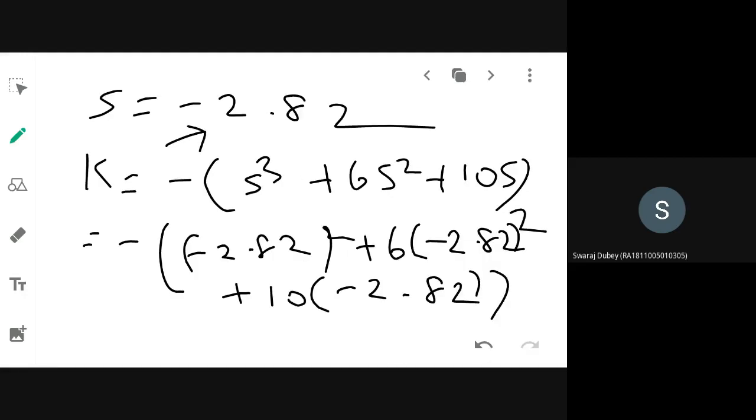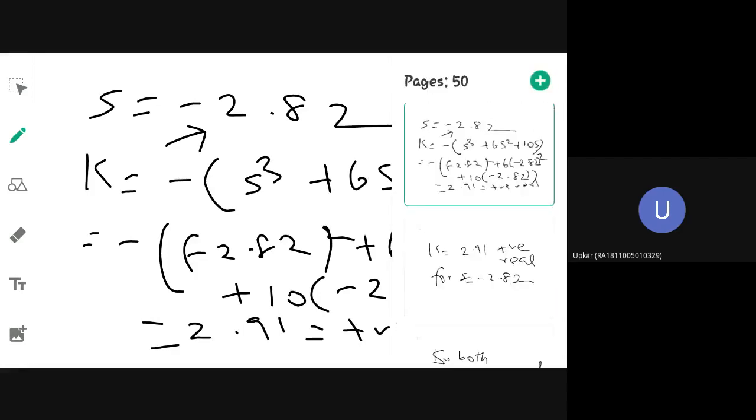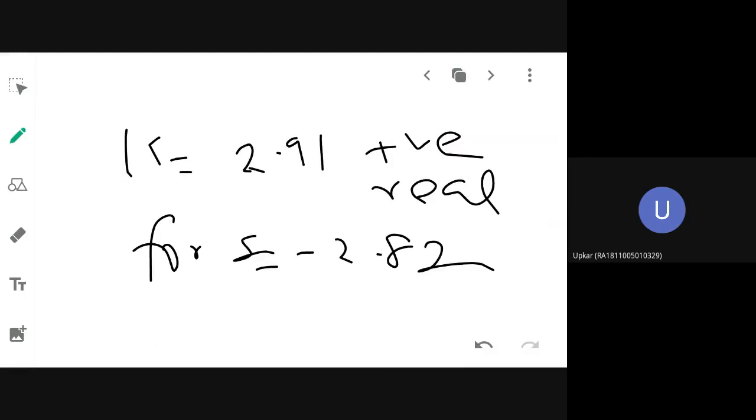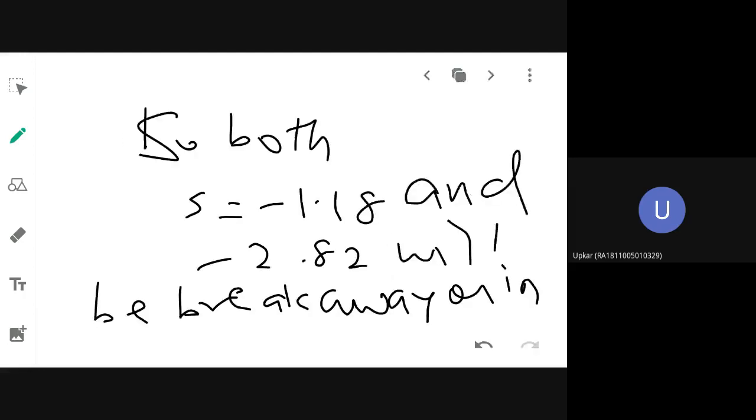Same way, substitute minus 2.82 and find out whether k is again positive real. Positive real, 2.911. Yes, 2.91 you will be getting. Again, this is also positive real. So both the roots are either forming break-in or breakaway. Again it is positive real, very correct. So both these roots will be either forming breakaway or break-in.